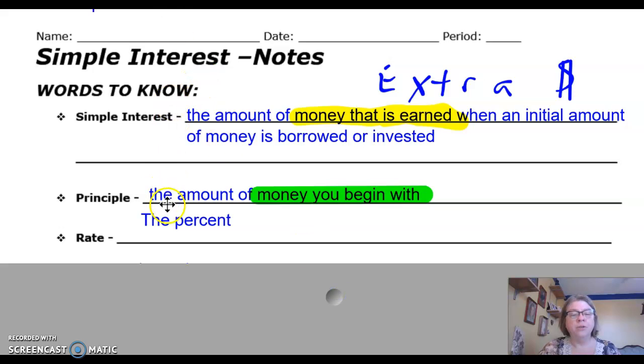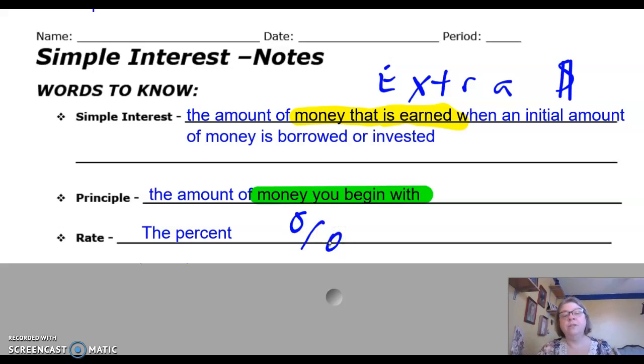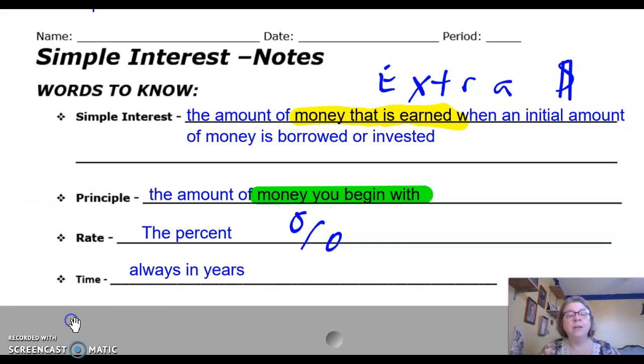I'm going to move the percent right here. The percent is just the percent. That's what the rate is. You're going to look for the percent sign, and then that'll give you the percent. Then your other component is time. I don't know why time is so small, but it is. Time is always in years.